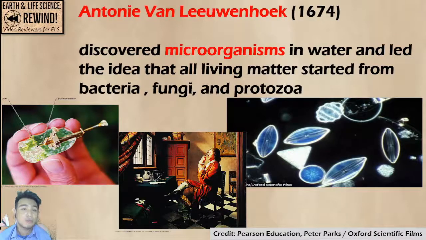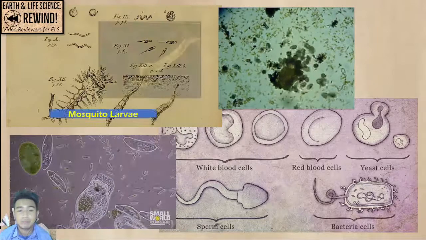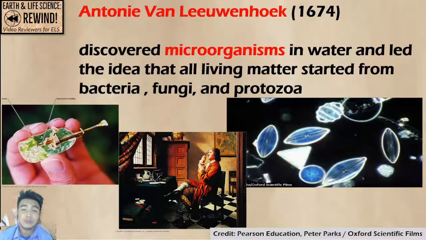Another development was the discovery of microorganisms by Anthony van Leeuwenhoek. In his self-made microscope, he noticed various living organisms which are microscopic, very small, in water samples, such as mosquito larvae, protozoans, sperm cells, and paramecia, and it led to the idea that all living matter may have started from bacteria, fungi, protozoa, and other microorganisms.